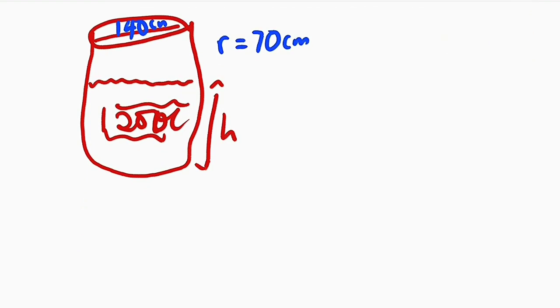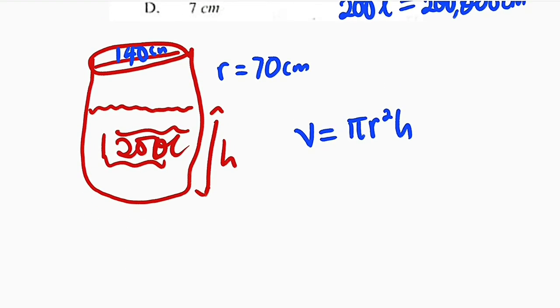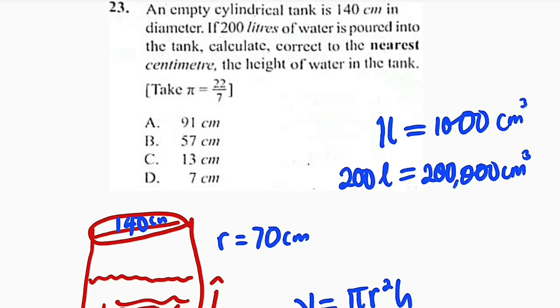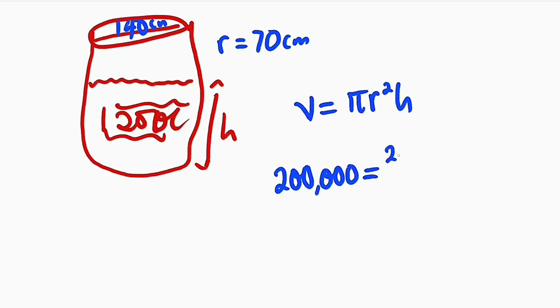Okay, and remember the formula we are going to apply is what? The volume is equal to pi r squared h, and we are looking for h, right? So let us substitute everything. You can see that the volume is 200,000 equal to pi. We are given pi as 22 over 7. 22 over 7.